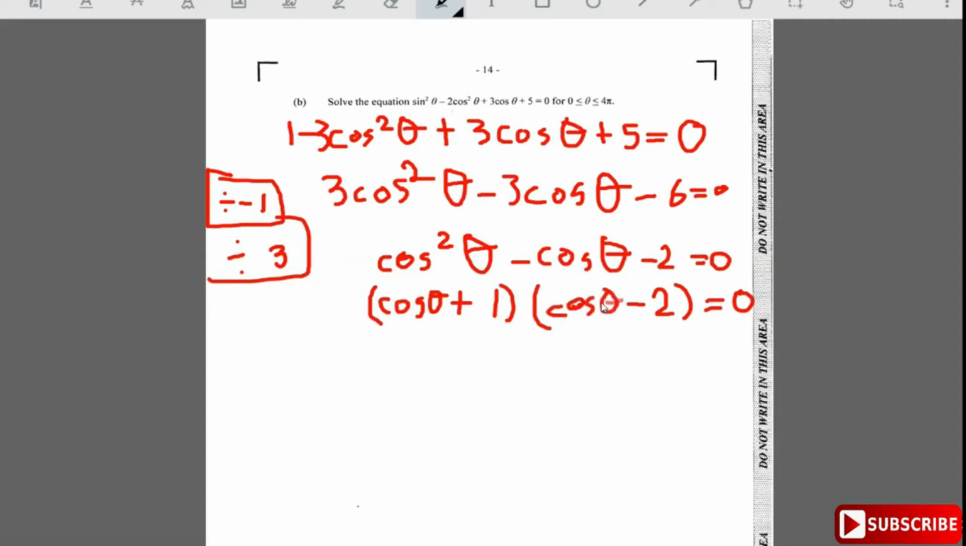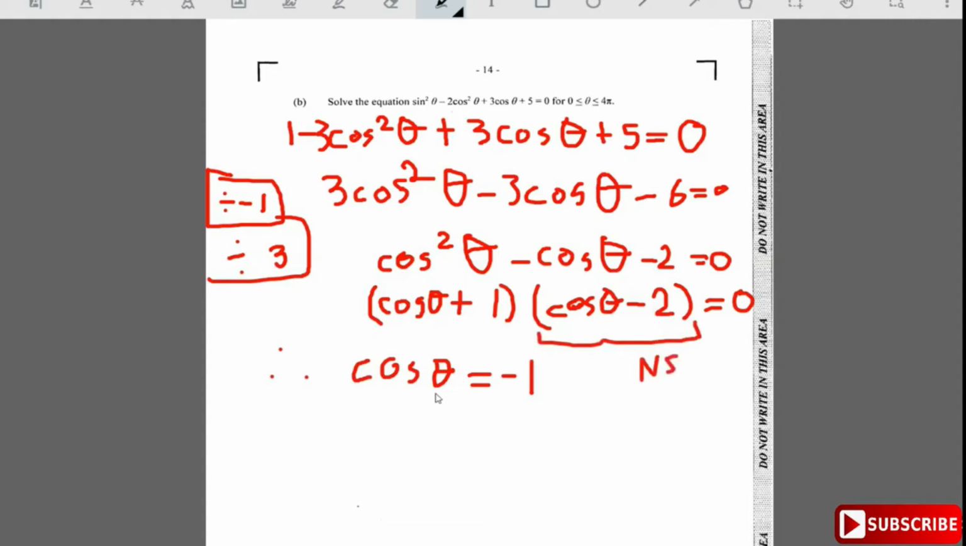Nice. And so now, really and truly, this part won't have any solution, and so therefore, we only need to look at the part that is going to give us that cos theta is minus 1. Because this part won't be giving us any solution. We don't need to check that. That part has no solution, because cos theta can't equal 2.